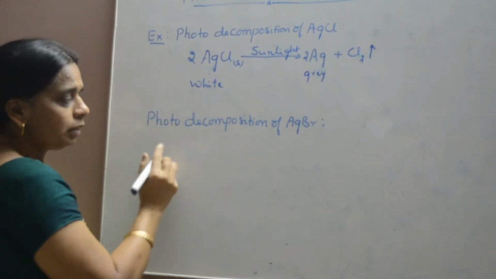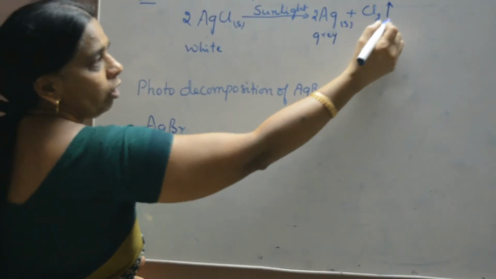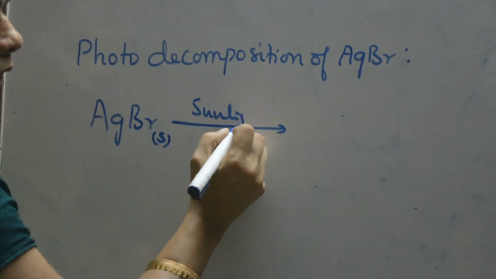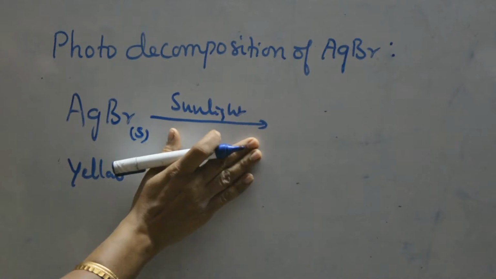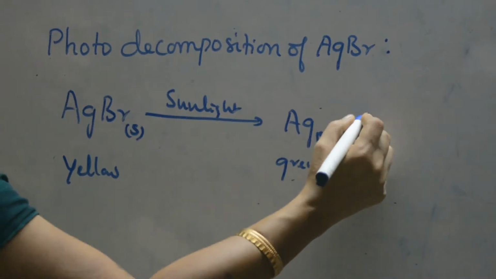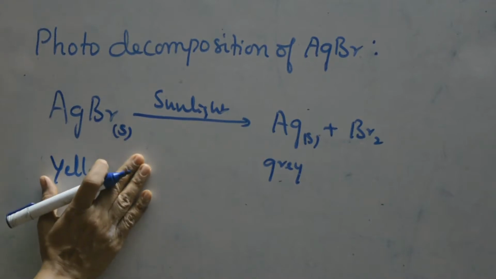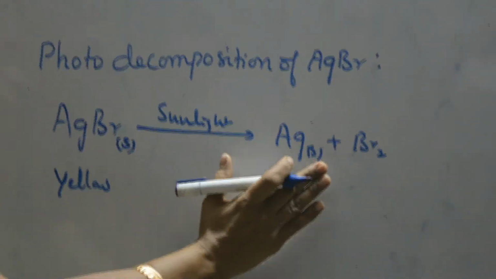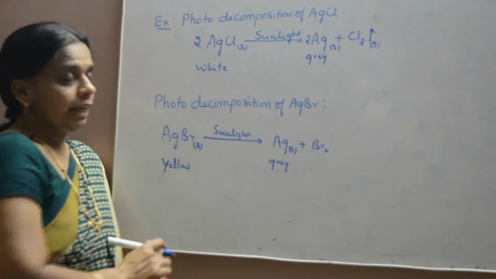Next, photo decomposition of silver bromide. AgBr is a solid, and bromine is a gas. Silver bromide is yellow in color, and on exposure to sunlight it gets converted into grey colored silver, and bromine is evolved. So in this case also the yellow colored silver bromide gets converted into grey colored silver. These two are very good examples of photo decomposition reactions.